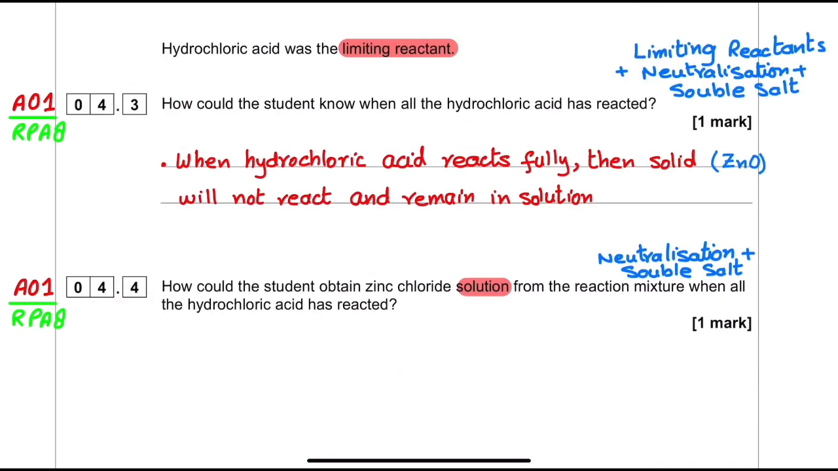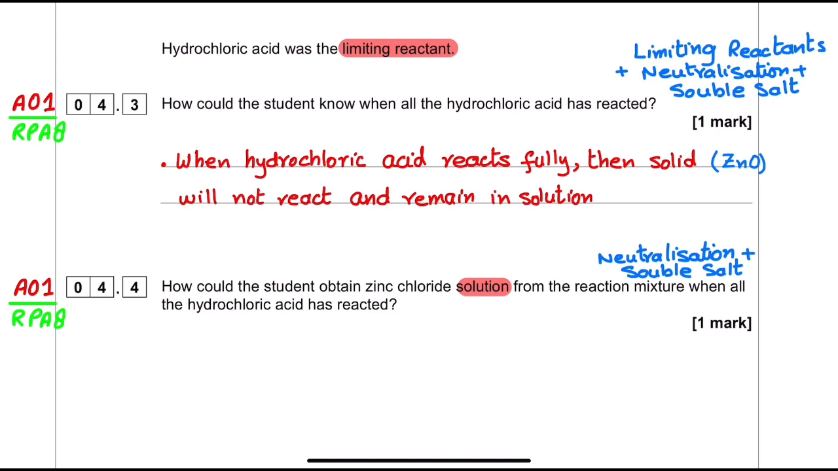4.4 is an AO1 question from required practical number 8 from the topic of neutralization and soluble salt. How could the student obtain zinc chloride solution from the reaction mixture when the hydrochloric acid has reacted?